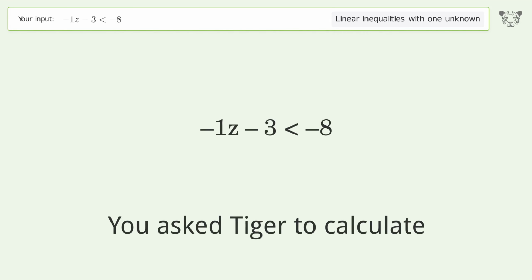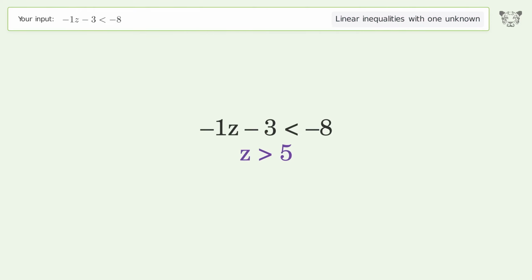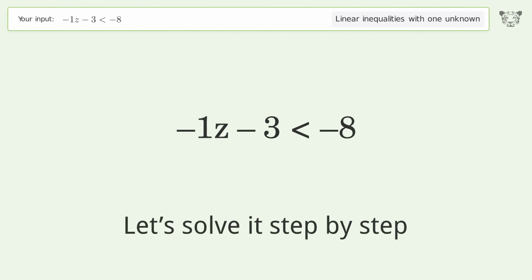You ask Tiger to calculate. This deals with linear inequalities with one unknown. The final result is z greater than 5. Let's solve it step by step.